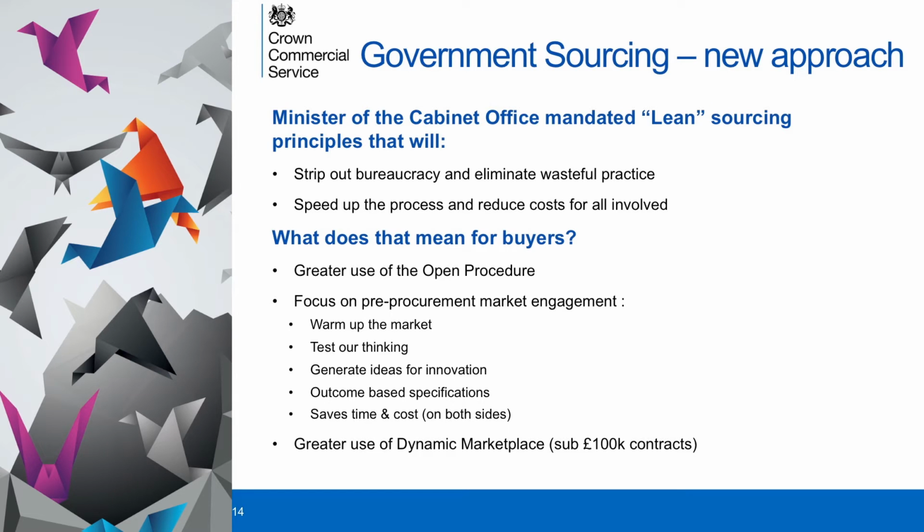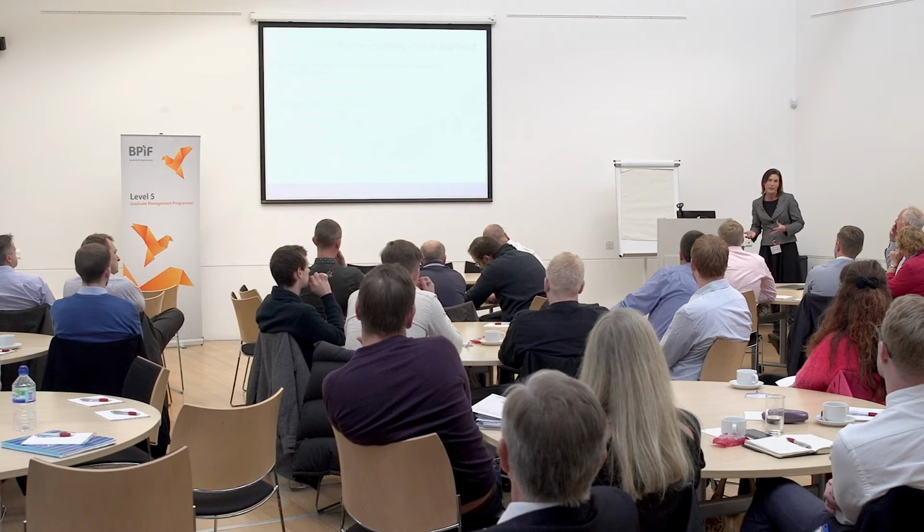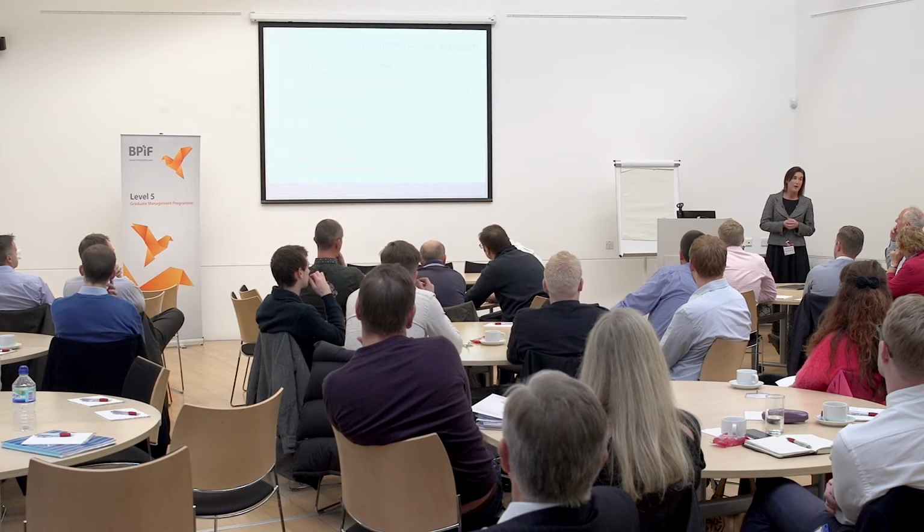You'll also start to see more use of dynamic marketplace, so kind of an Amazon type activity where for sub-OJEU, which is roughly about £100,000 contracts, we don't need to go through this very convoluted tender process. Actually, we can do different things by using more dynamic marketplace.